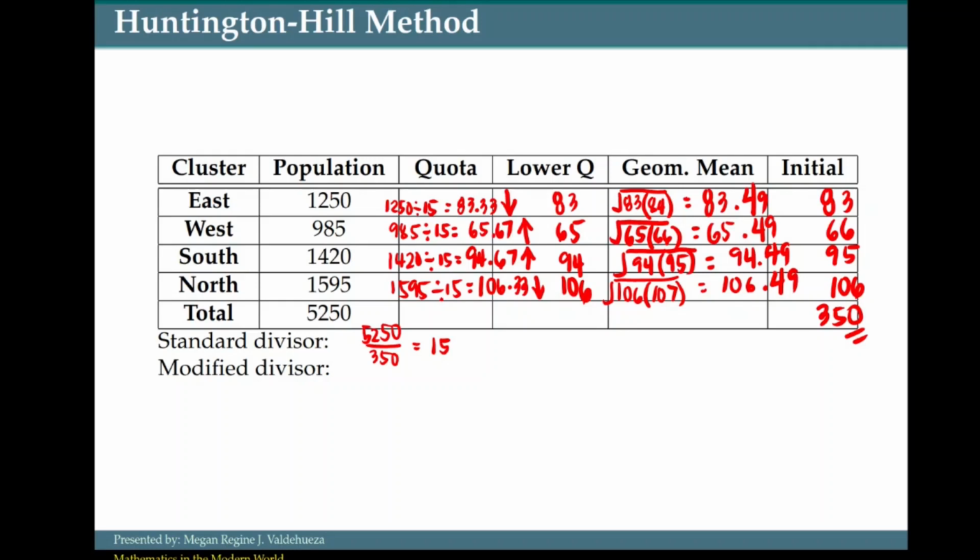So what if the total of the initial allocation is not equal to 350? So that will give us less than or greater than 350. Then we recalculate the quota using our modified standard divisor. But for this, since we already got the number of sacks to be apportioned, then this is complete.